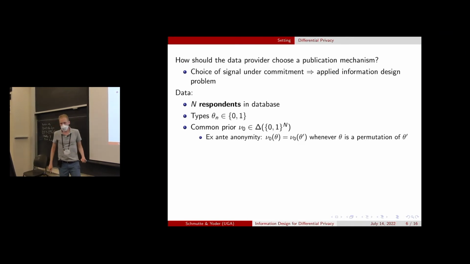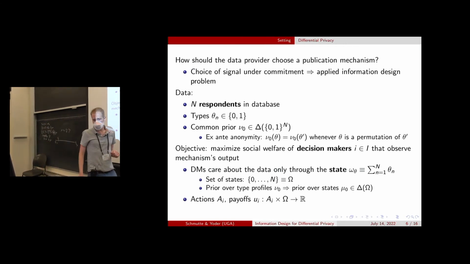Now, importantly, we're going to assume that the respondents in the data are ex-ante anonymous. So before we see the data, we don't think it's any more likely that these 50 people have COVID than these 50 people have COVID. So our prior over type profiles is symmetric.